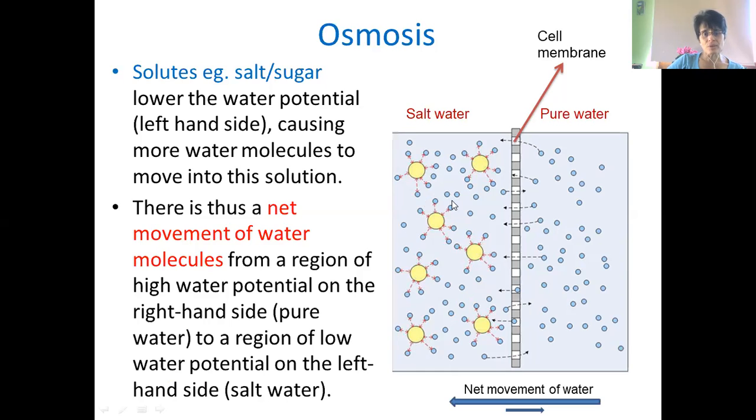So now the way they've drawn this is quite nice because it shows you these large salt molecules. They attract the water molecules. They hinder the movement of the water molecules, all right? And that is why this side has a lower water concentration and more water molecules are drawn towards the salt water solution. All right, and you can read through this on the left-hand side.